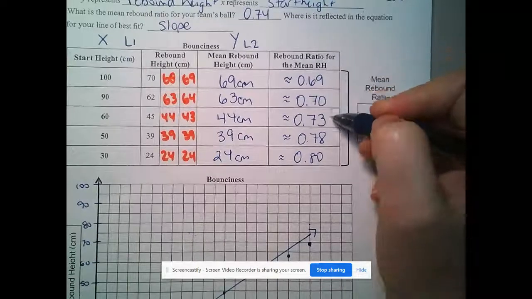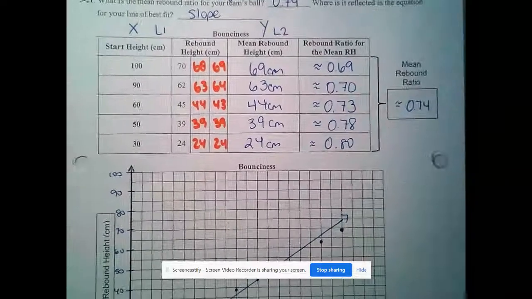However, when we look up here, this changing pattern for the rebound ratio does start to get a little bit suspicious. See you in class.